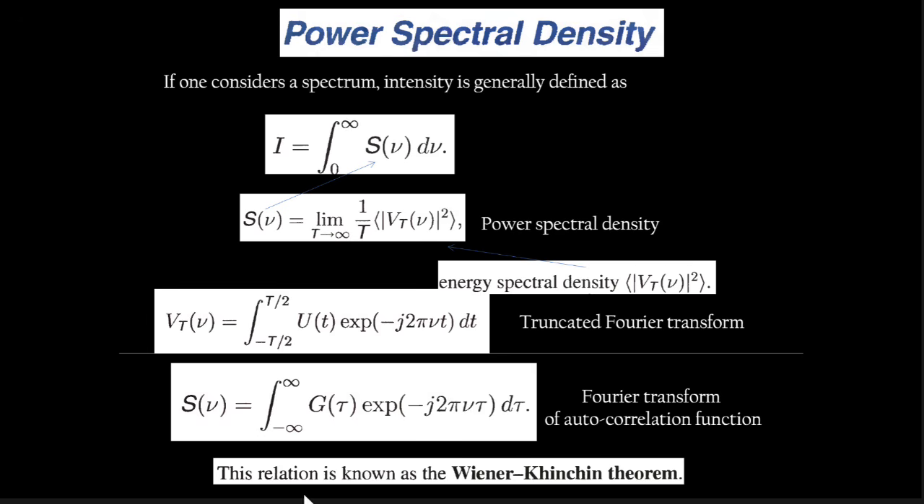So this particular relation also has a formal name. It's called the Wiener-Khinchin theorem, and it has a very interesting mathematical physics kind of connection. I'm not going to go into this discussion, but you can look up the books I have suggested, and it has some interesting discussion too.